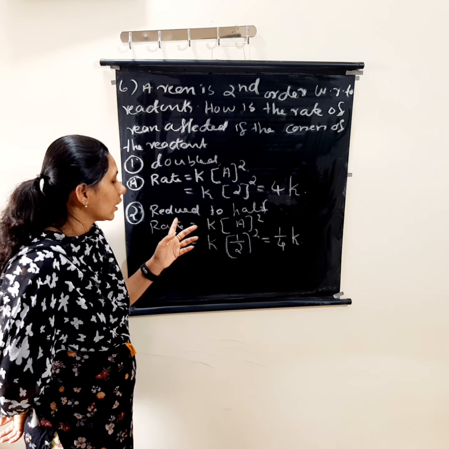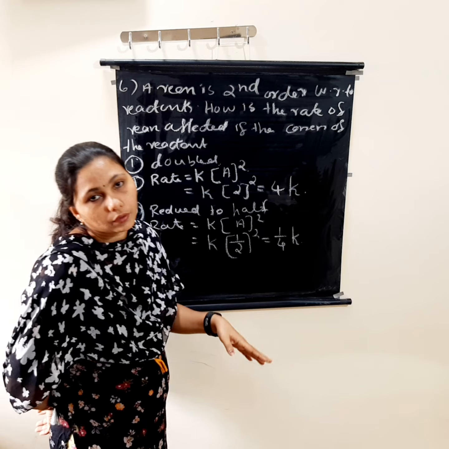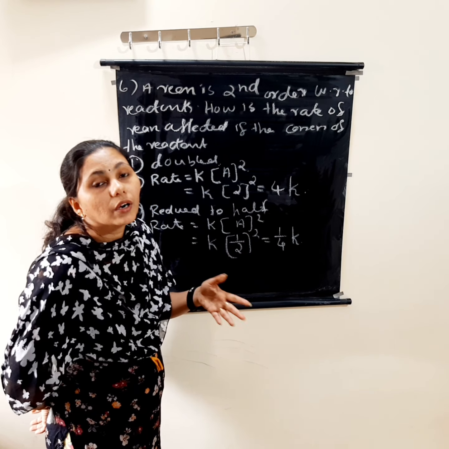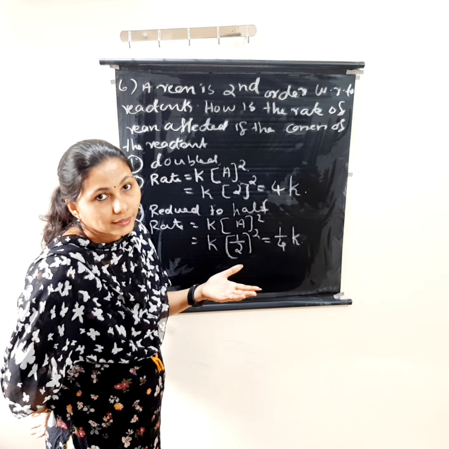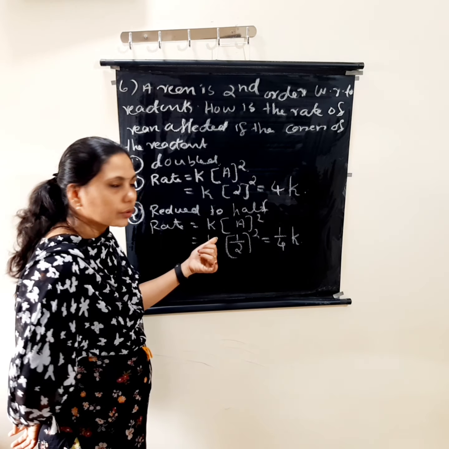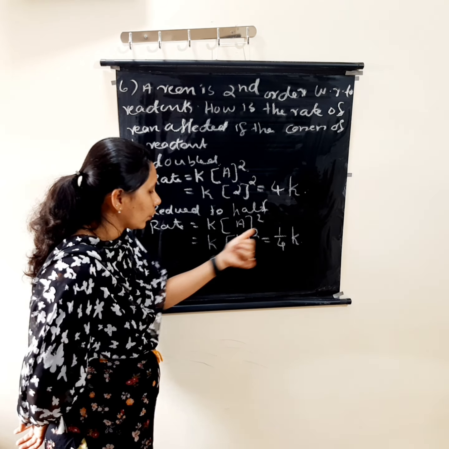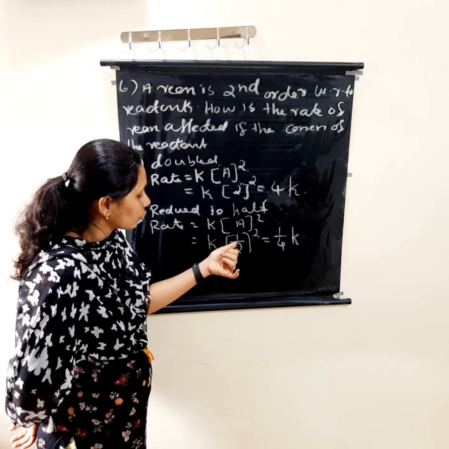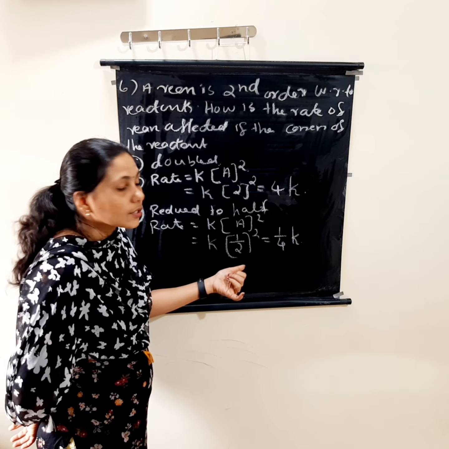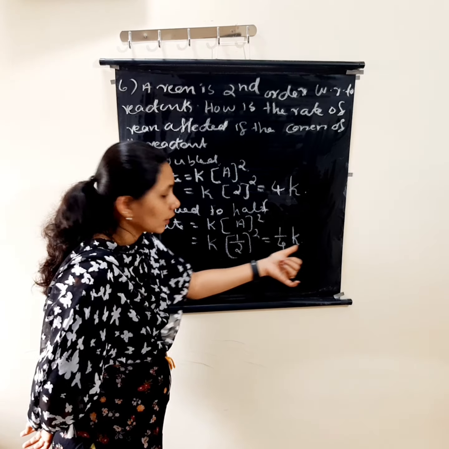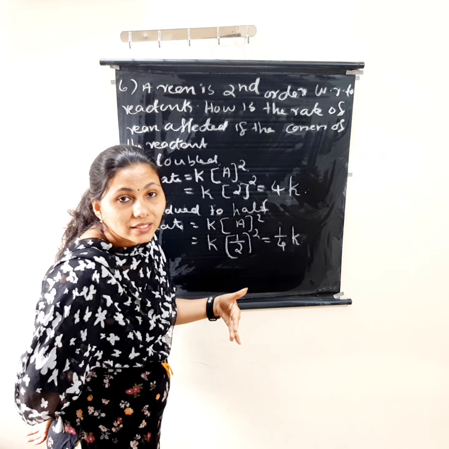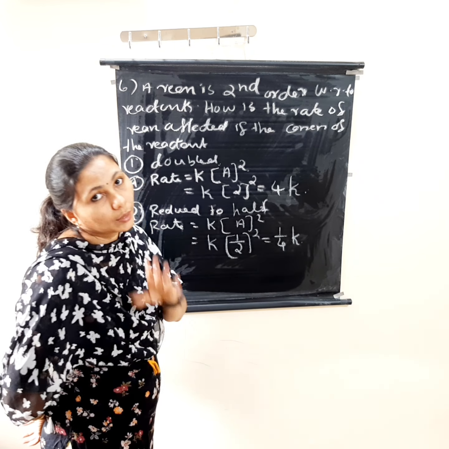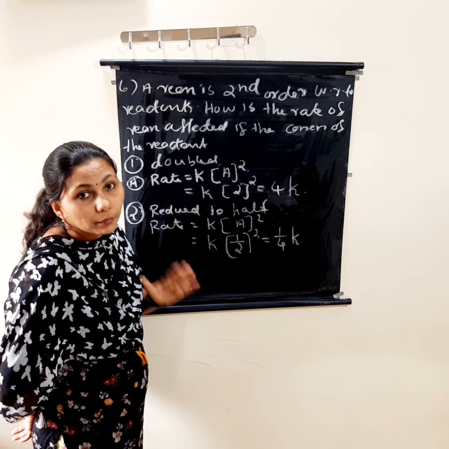Then second, they are asking, reduced to 1 half. What will happen to the reaction rate? Rate equal to the same thing, K into concentration of A square. The concentration is reduced to 1 by 2, so 1 by 2 square. So what will we get? 1 by 4 K. So the reaction rate is decreased by 1 by 4 times.